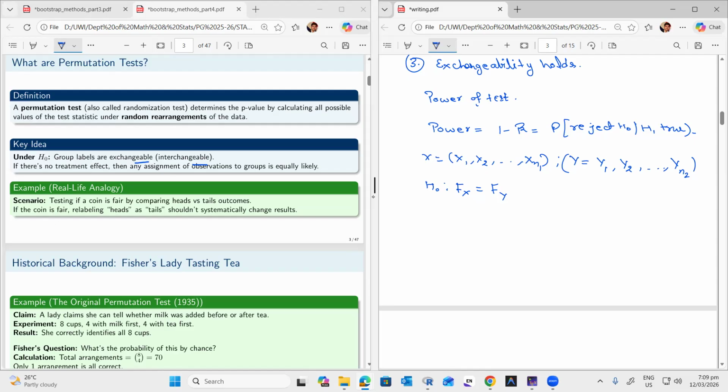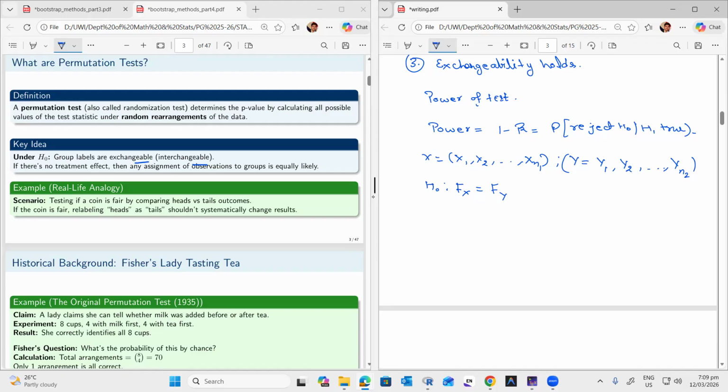Exchangeability is weaker than independence, as it only requires that the joint distribution is symmetric in the arguments. In many experimental designs, if the subjects under study are randomly assigned to the treatment, exchangeability holds under the null hypothesis.